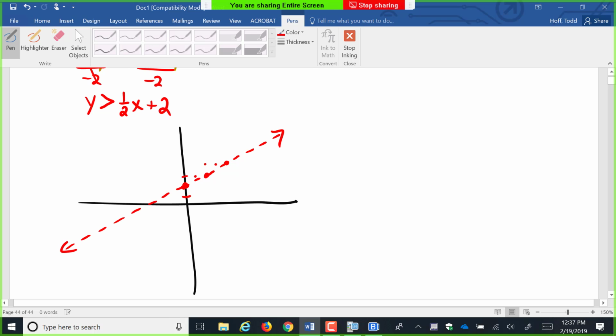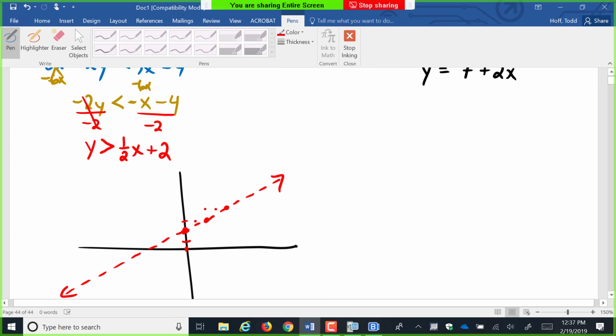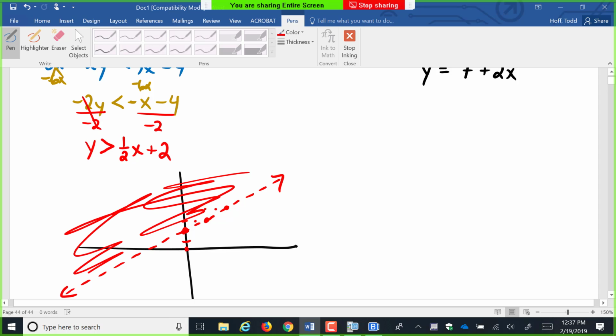Now, if we did our symbol manipulation here correctly, it should be above the line. Let's try that test point of 0, 0 just to see. If we put in 0 for x and y up here, well, on the left side, 3 times 0 minus 0 is 0. 2 times 0 is still 0. So we have 0 on the left side. 5 times 0 minus 4 is negative 4. Is 0 less than negative 4? No. So that test point was false. So we shade the other side of the line. So we're shading over here.